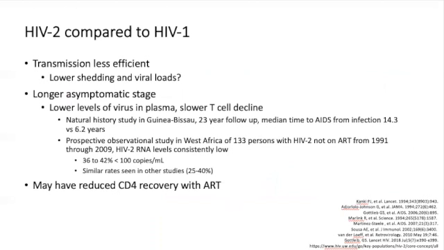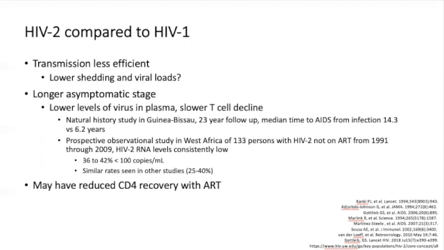So what are some differences between HIV-2 and HIV-1? One thing that's important to know is that the transmission of HIV-2 is thought to be less efficient than that of HIV-1. And it's thought that this is likely due to lower shedding of the virus in the genital region, as well as lower viral loads. There's also a longer asymptomatic stage of HIV-2 with a slower T cell decline, as well as, again, lower levels of virus in the plasma.